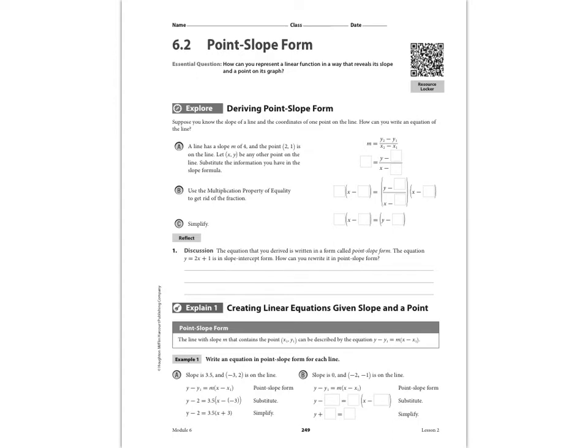Today's lesson is 6.2 point slope form. The essential question is how can you represent a linear function in a way that reveals its slope and the point on its graph? So let me backtrack to lesson 6.1.